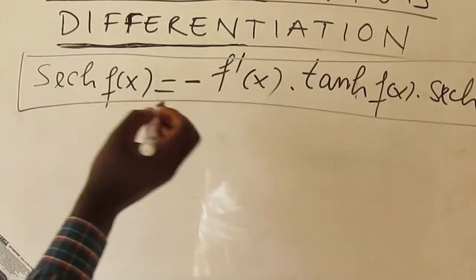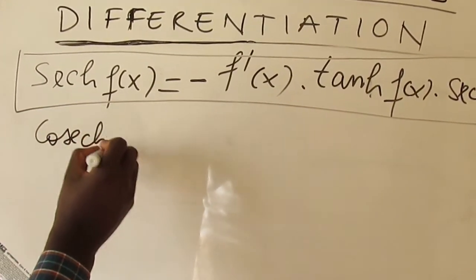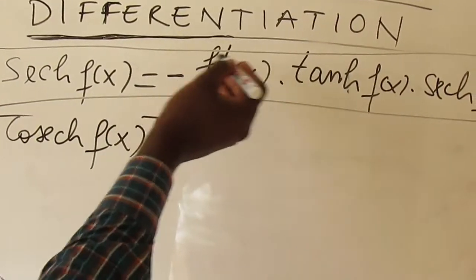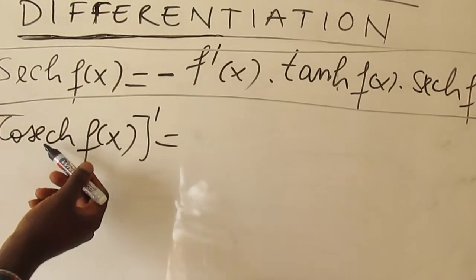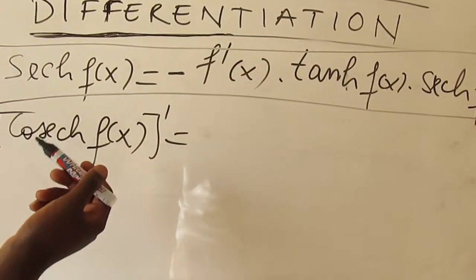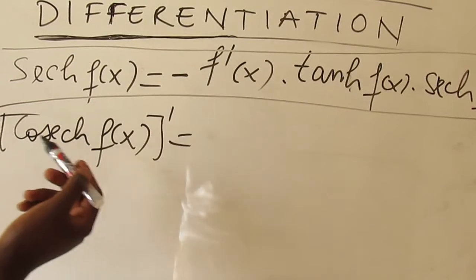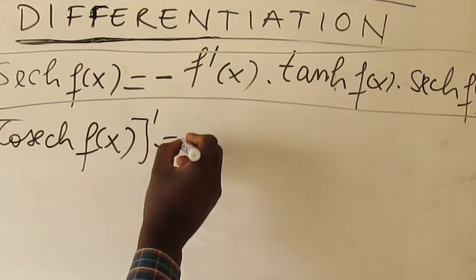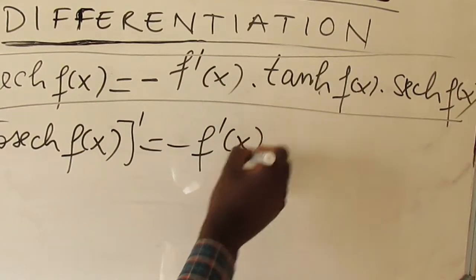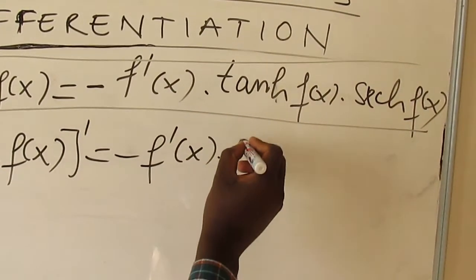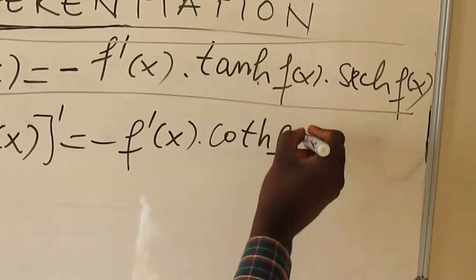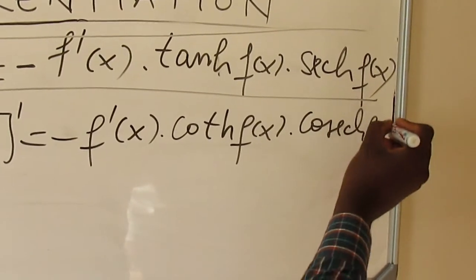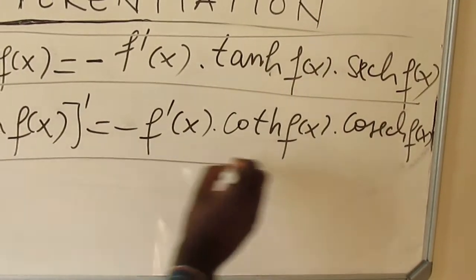Now there is also cosec of f of x. When they ask you to derive this, you can do the same, because cosec is the inverse of sinh. You're going to do the same thing as we did here to prove it. So it's going to give you negative f prime of x multiplied by coth of f of x multiplied by cosec of f of x. So you're going to keep this.